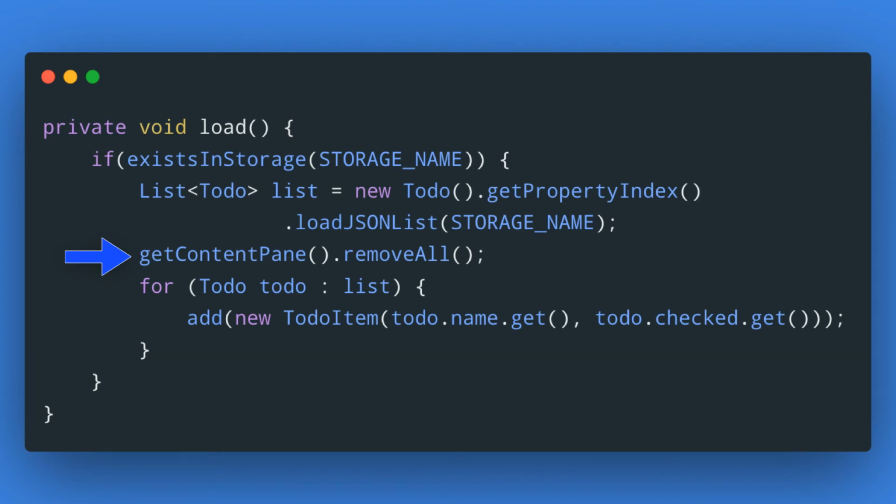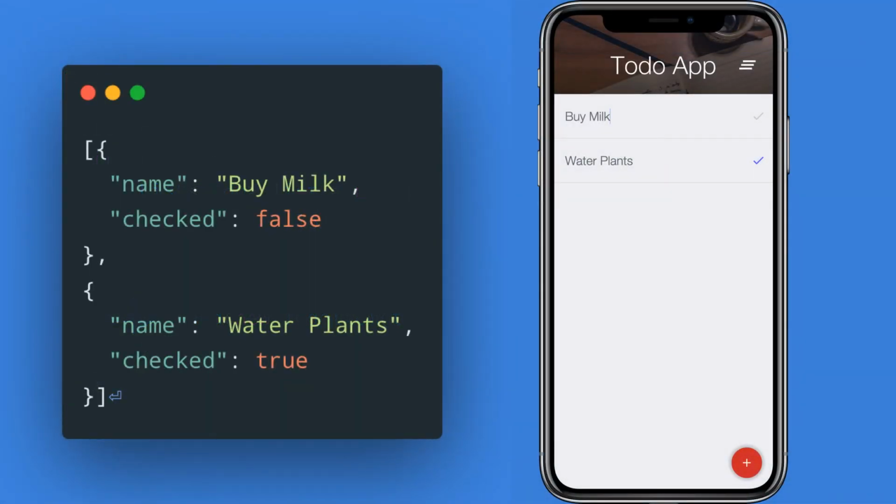We remove the components from the content pane. It should be empty already, but just to make sure, we remove everything. We loop over the loaded to-do list, and for every item in the list, we create a to-do item component. We get the name and the checked status. Notice that this is exactly like a Java getter, only written in reverse, so instead of getName, we have name.get. After adding these two entries, I end up with the JSON storage file on the left.